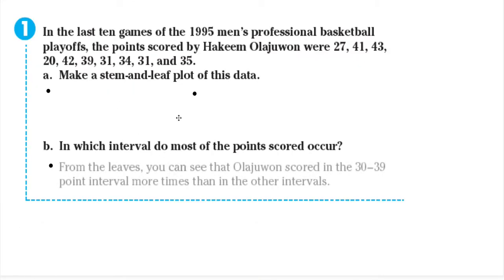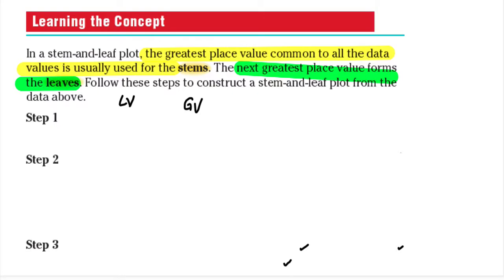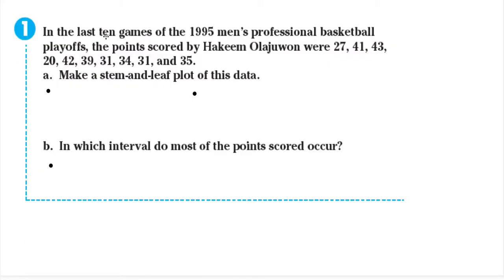Okay, next. So take a look at this example. Hold on. In the last 10 games for the 1995 men's professional basketball playoffs, the points scored by Akeem Olajuwon were 27, 41, 43, 20, 42, 39, 31, 34, 31, and 35 points. We want to make a stem and leaf plot of this data.